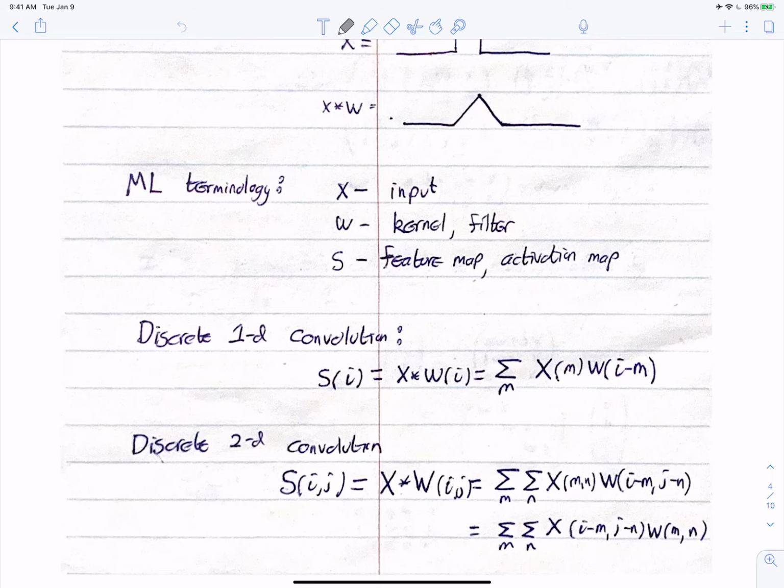And we could generalize this into two dimensions. So the convolution of an image x with a two-dimensional filter w evaluated at the ijth pixel. Here we can say s of ij is the sum over all horizontal and vertical positions m and n of x evaluated at m and n times w of i minus m comma j minus n. So this is, again, the same intuition that we're flipping w, and then we're translating it, and then taking the inner product of that with x.